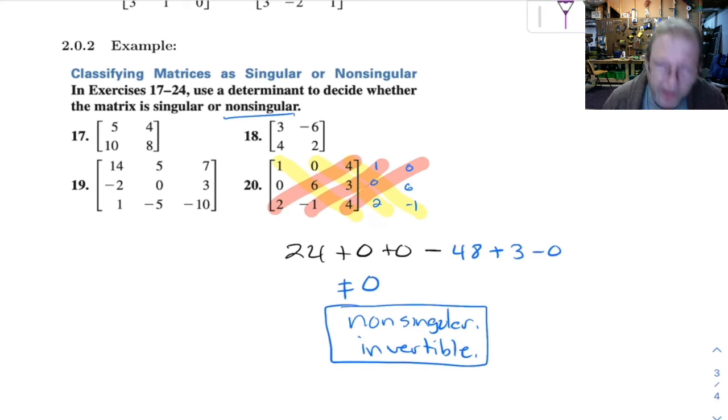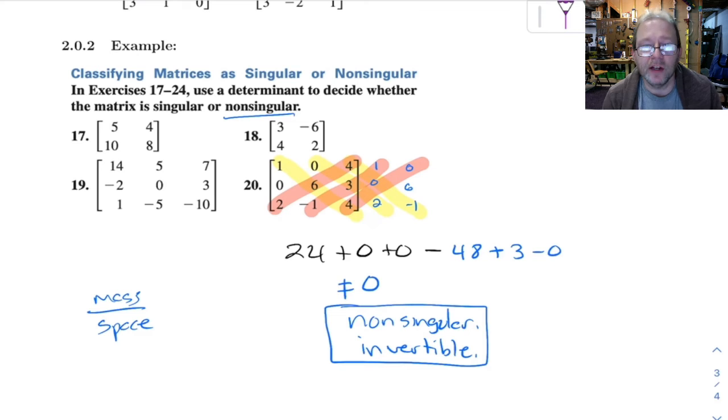The way I tend to remember that is people call a black hole a singularity. That's a place where the mass over space becomes essentially, the density goes to infinity because the amount of space that the mass is in shrinks to 0. So 0 means singular, and non-zero means non-singular.